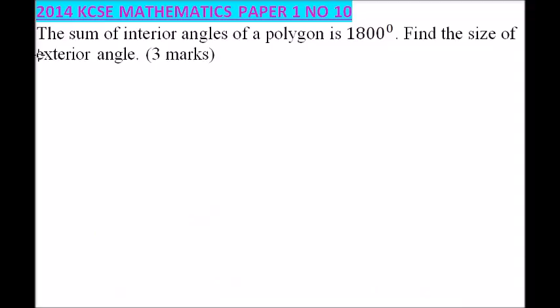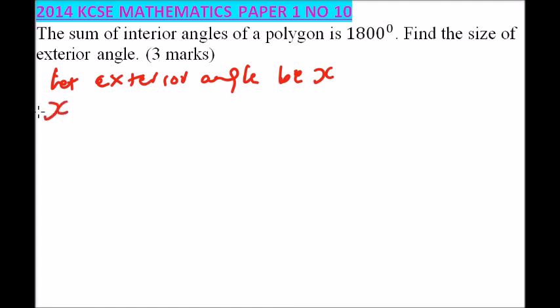2014 paper 1 number 10. The sum of interior angles of a polygon is 1800 degrees. Find the size of the exterior angle. So we say let the exterior angle be x. If the exterior angle is x degrees, the interior is 180 minus x, because they add up to 180.